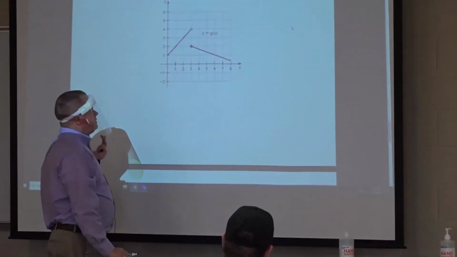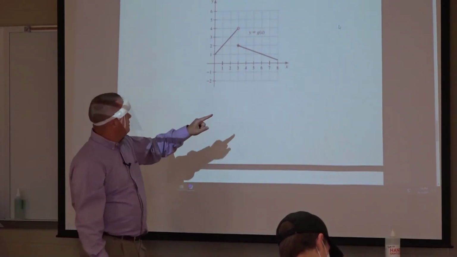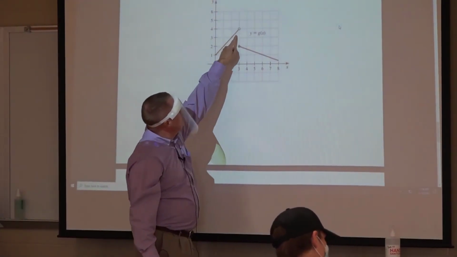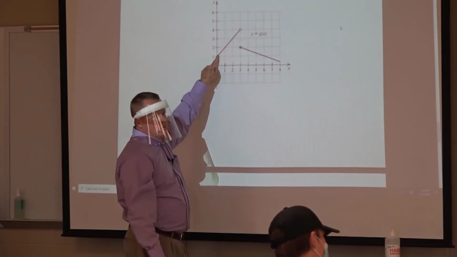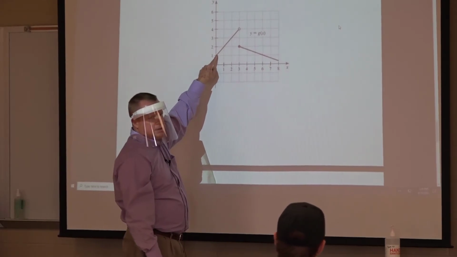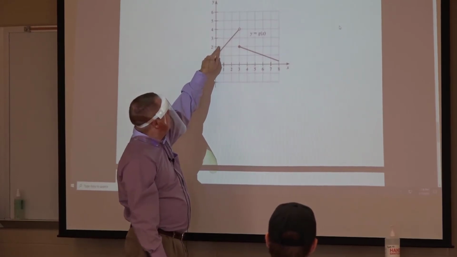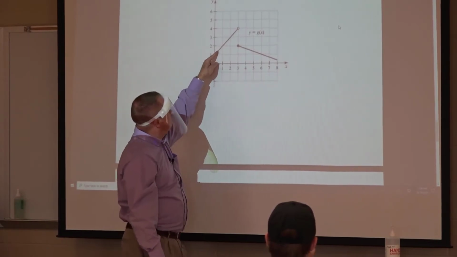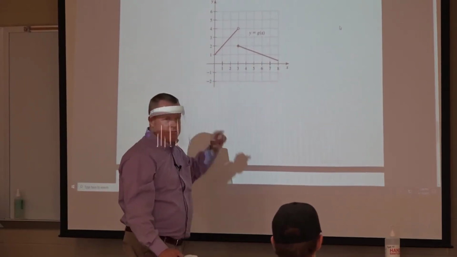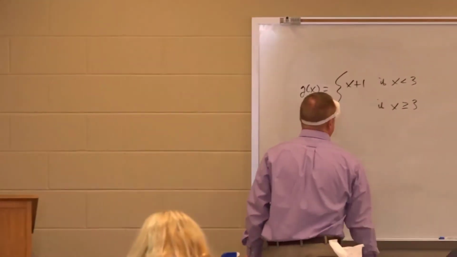Now these are lines, so remember with lines, slope and y-intercept. What is the y-intercept of this one? 1. You may not be able to see it, but it's 1. And then what is my slope? It's up 1 over 1, up 1 over 1, up 1 over 1. So x plus 1 would be that line. So I'm going to write g of x equals x plus 1 if x is less than 3.